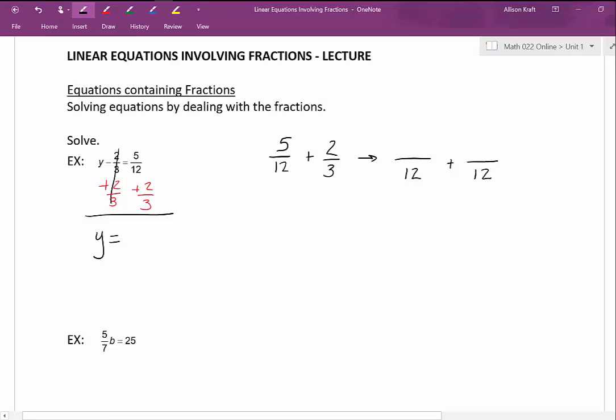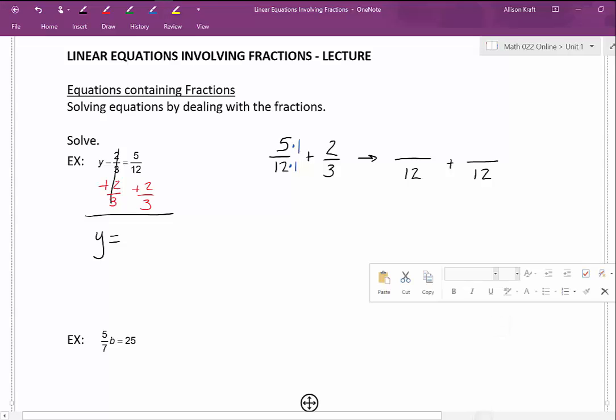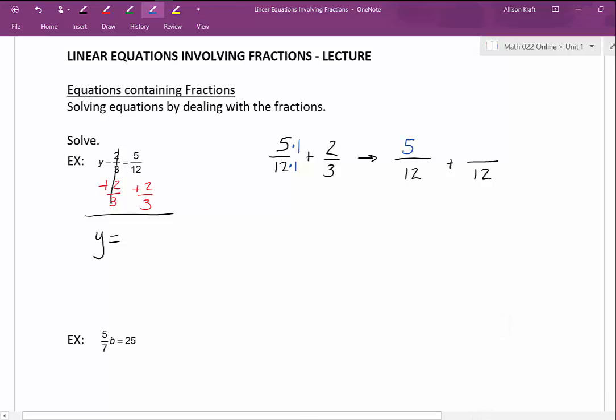We need to get new numerators to go along with our common denominator. So we ask ourselves, what did I multiply 12 by to get 12? 1. I'm going to multiply the numerator by that same number to give me my new numerator, 5/12. We'll do the same thing with the 2/3. What did we multiply 3 by to get 12? We multiply by 4. I'm going to multiply the numerator by that same number. I get a new numerator of 8.